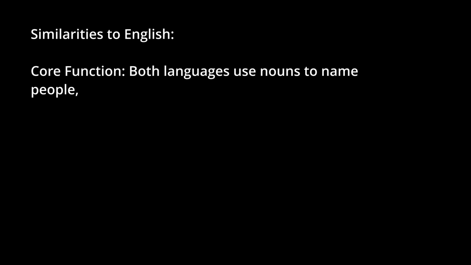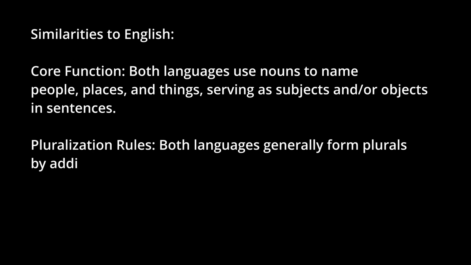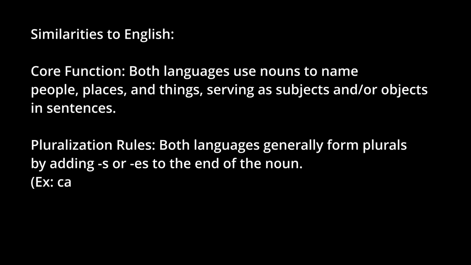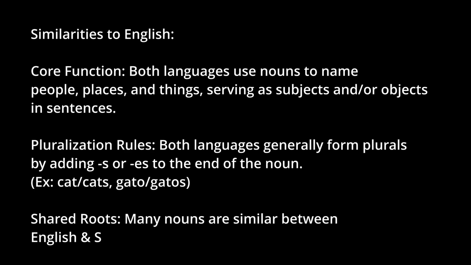So to start, I think it's helpful to do a quick comparison between nouns in English and nouns in Spanish. First of all, how are they similar? Their core function. Both languages use nouns to name people, places, and things, serving as both subjects and objects in sentences. Pluralization rules. Both languages generally form plurals by adding s or es to the end of the noun. For example, cat, cats, gato, gatos. Shared roots. Many nouns are similar between English and Spanish.